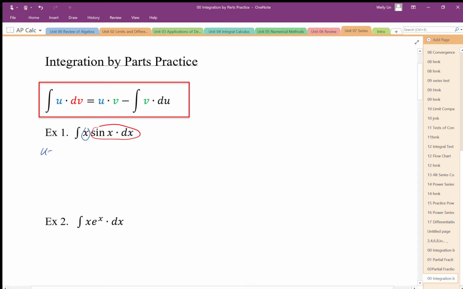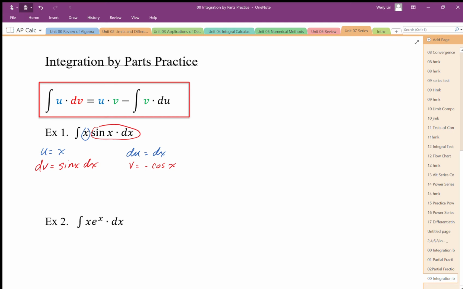So I'm going to let u equal x. I'm going to let the dv equal sine x dx. So we're going to integrate the dv, we're going to differentiate the u, so du is equal to dx. The change in u is just going to be the change in x. When we integrate dv, the v becomes negative cosine x. So those are the parts that I need to generate.